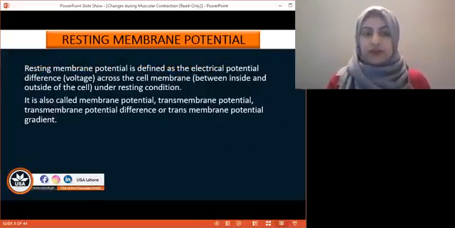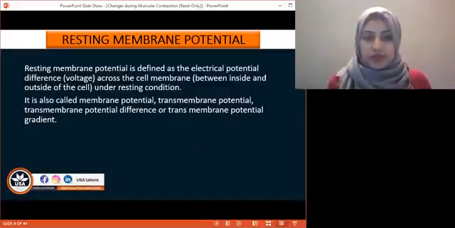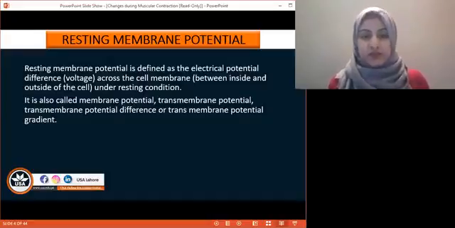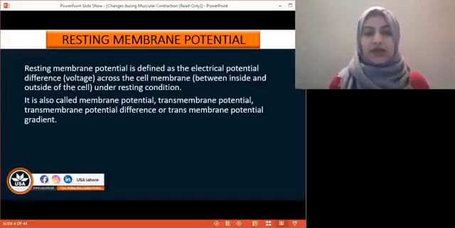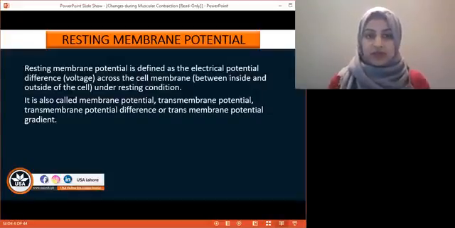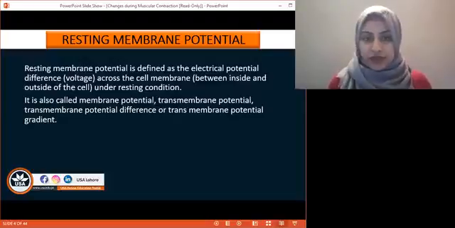First of all, we need to know what resting membrane potential is. Resting membrane potential is defined as the electrical potential difference across the cell membrane, between the inside and outside of the cell, under resting conditions. It's simple: we need to know what's happening inside the cell and what's happening outside the cell. It is also called membrane potential, transmembrane potential, potential difference, and transmembrane potential gradient.